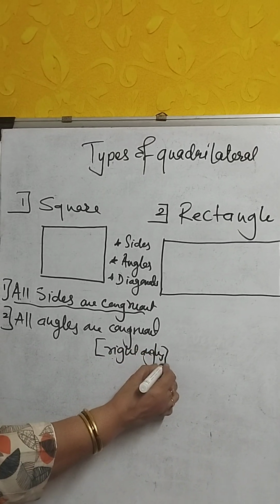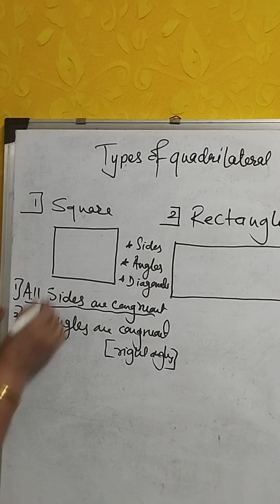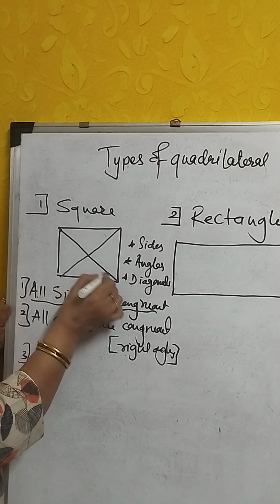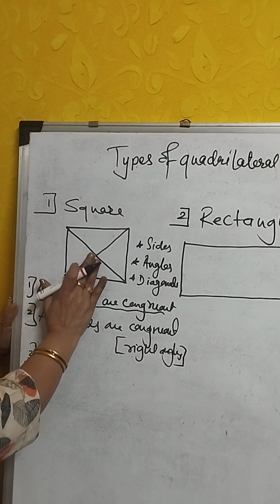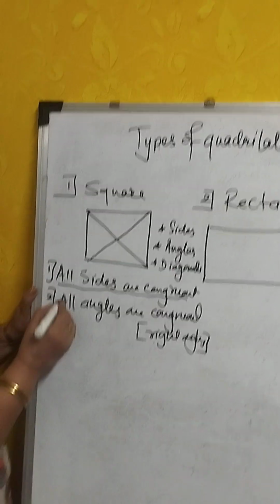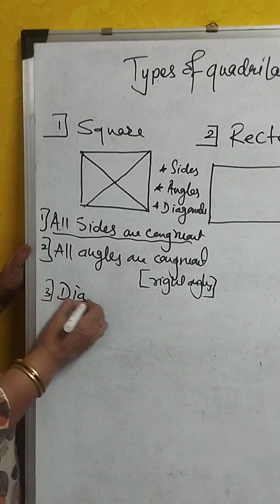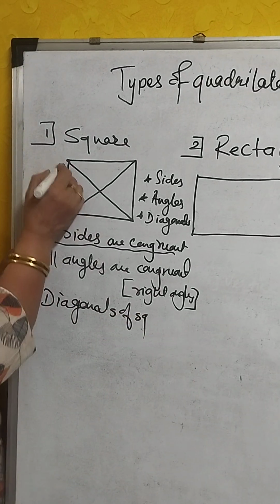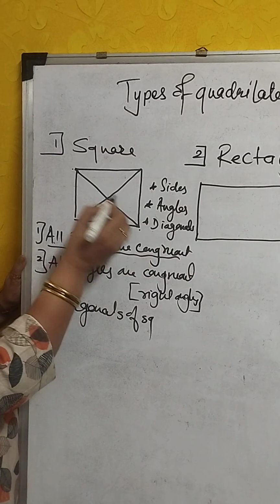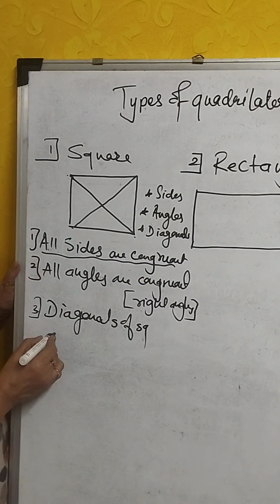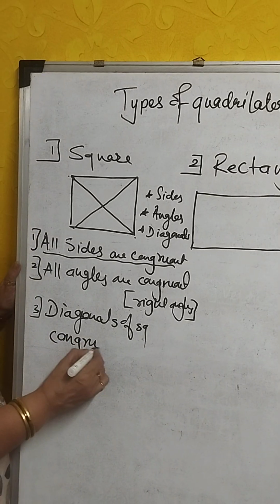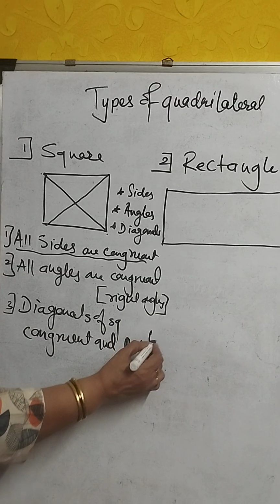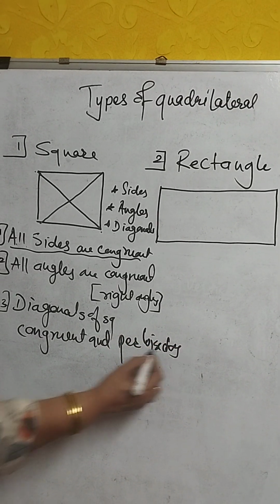Okay. Third property about diagonals. Diagonals, I told you, are the segments which join opposite vertices. What is the importance of diagonals of the square? Diagonals of the square are congruent and perpendicular bisectors of each other.